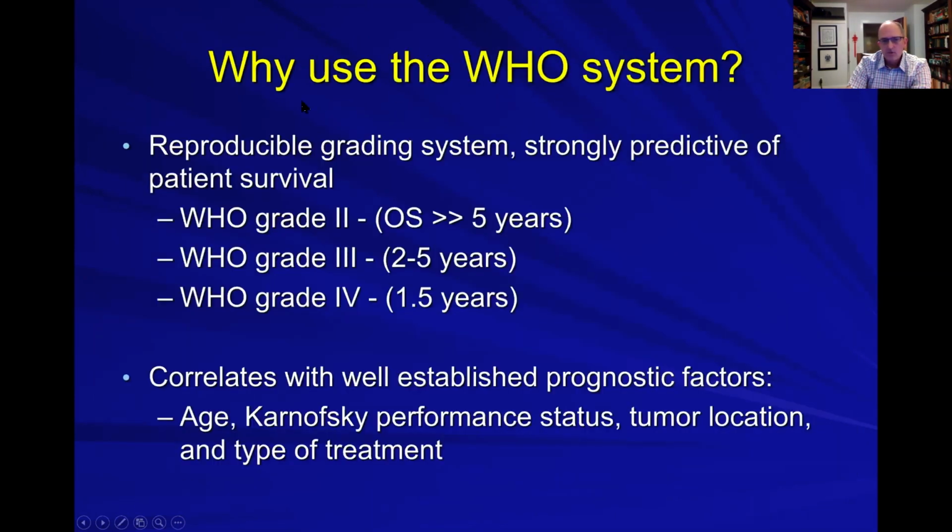So why use this WHO system? It's a very reproducible grading system, strongly predictive of patient survival. So as a rough rule of thumb, for example, if you can place one of those types of gliomas in the category of grade 2, then you can predict the overall survival pretty well. Likewise for the other grades. These grades correlate with prognostic factors. So here's a list of factors that have been established for gliomas for years, if not decades, that prognosticate very well.